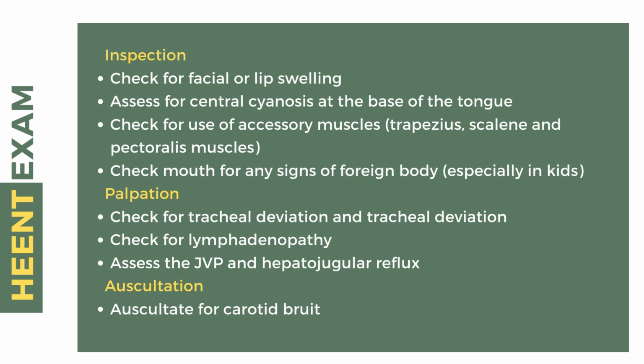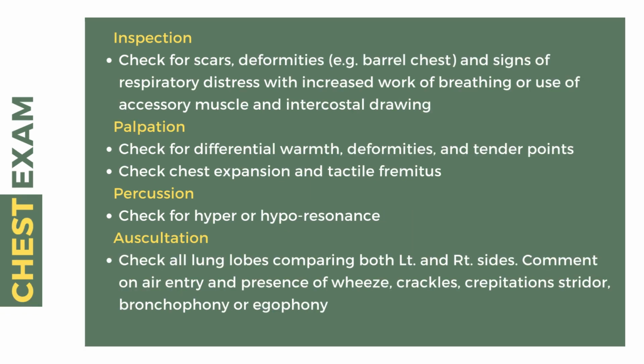You assess the JVP and hepatojugular reflux to see if there's a positive Kussmaul sign, which could point you to things like constrictive pericarditis, restrictive cardiomyopathy, massive PE, and right congestive heart failure that would have a paradoxical rise in the JVP, especially with inspiration. On auscultation, you listen for carotid bruit if there is.